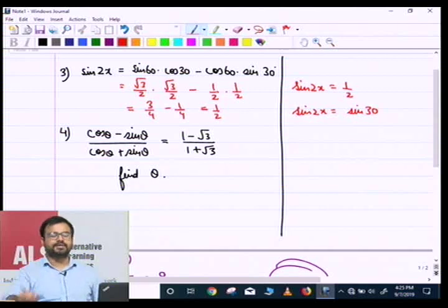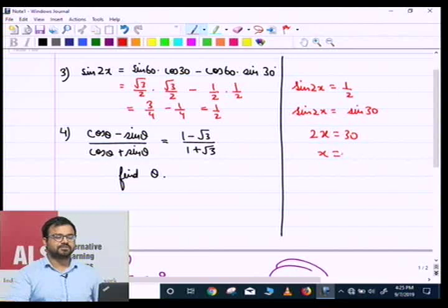So you can equate the angles. 2x is equal to 30, so x is equal to 15 degrees. Yes, Itanagar, that answer is right.